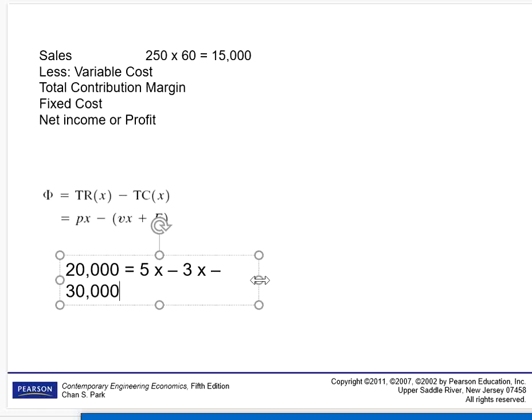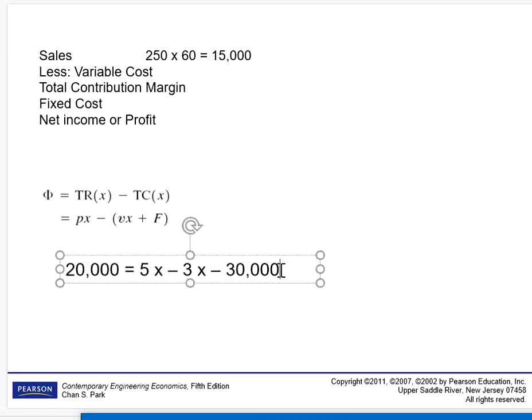30,000 is F. So now we can solve it for X. Right, so you'll get a number from this one. We can solve it for X, right? X will be, if I have to solve it, how much? I'll keep it on this side. So 2x equals 20 plus 30, 50,000. 50,000 divided by 2. So it is going to be 25,000 is X.